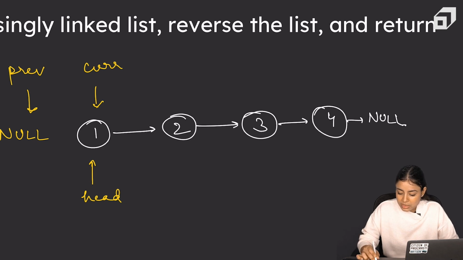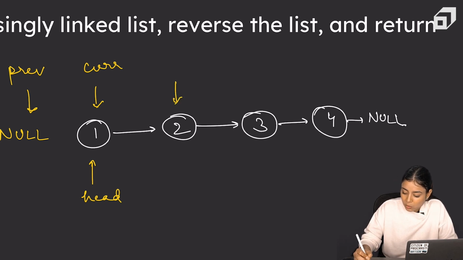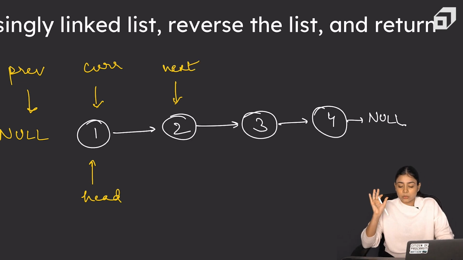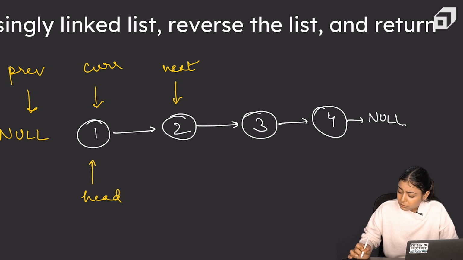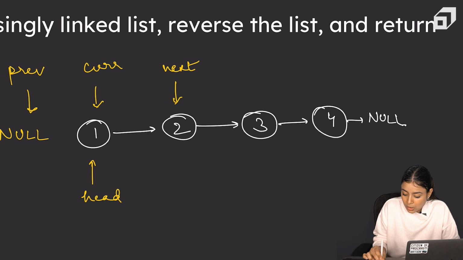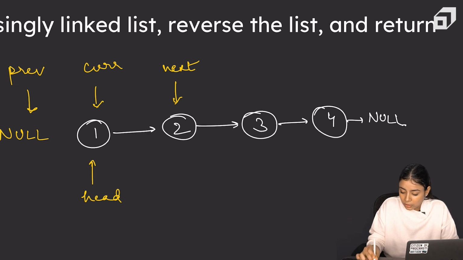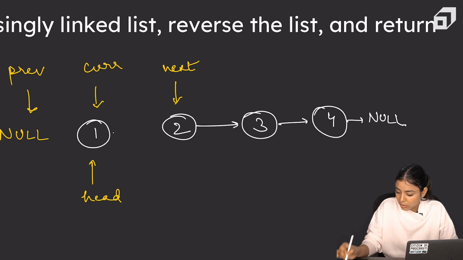So what we'll do is we'll start with the current pointer at head, we'll make another pointer previous that will be pointing to null, and we'll say the next pointer will be the next of the current node. Now what we do is we reverse the link for the current node. So this link will change and instead we'll have this link.